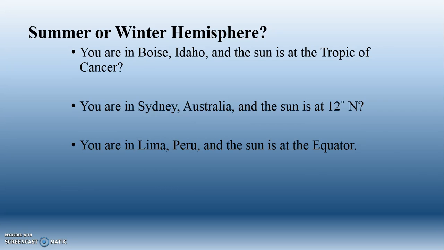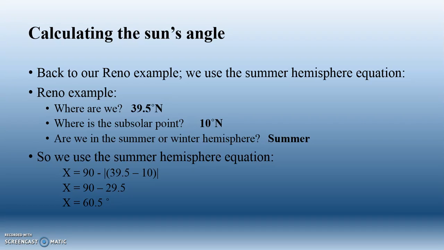Okay, here's another scenario. You're in Lima, Peru, and the sun is at the equator. Okay, Lima, Peru, that's going to be kind of tricky. This is a tricky one. The equator is kind of a neutral zone, so you're able to use either one of the equations, for the northern hemisphere or southern hemisphere, to complete the problem. So we can go ahead and use the example of Reno, Nevada.